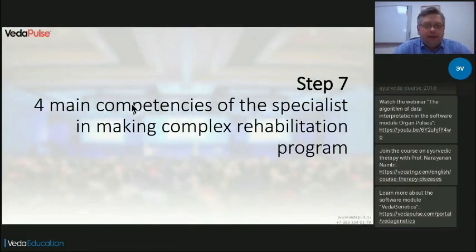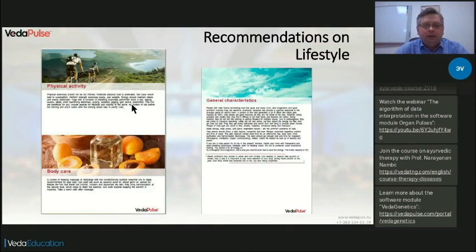And the last step is all about building the complex rehabilitation program. And I always say to my students that if you want to become a real doctor, you need to possess 4 main professional competences. The first thing that you have to be able to do is to build recommendations on lifestyle or dinacharya. And VedaPulse allows you to generate automatically the recommendations on lifestyle that you will go through with your patient.